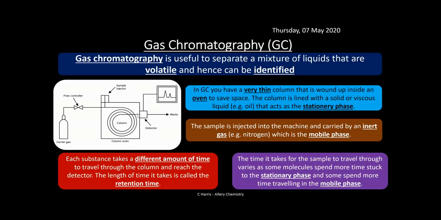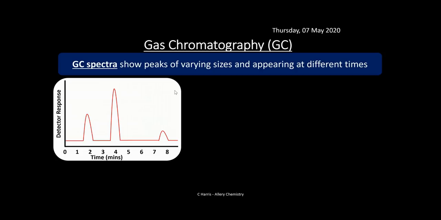So the time it takes for the sample to travel through varies. So like I say, some spend more time in the stationary phase, and some spend more time traveling in the mobile phase. And what we get is a chromatogram at the end. And this comes out here. And that's what we're going to look at as well. So we've got a chromatogram. This is our GC spectra. And this shows peaks of varying sizes, and they're appearing at different times because of that retention time that we've just been talking about.